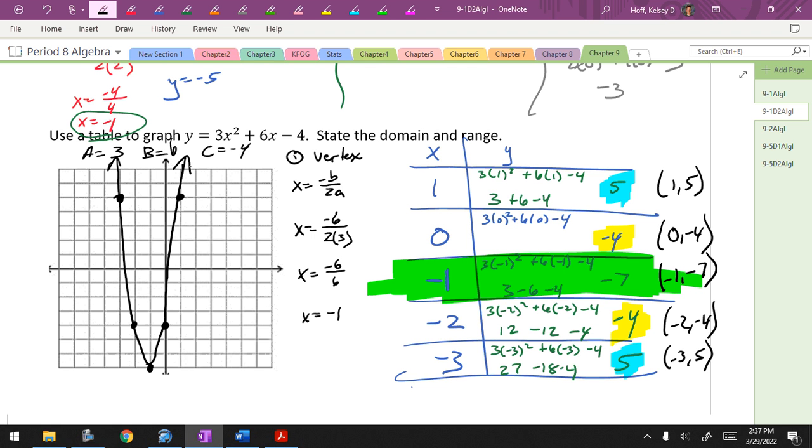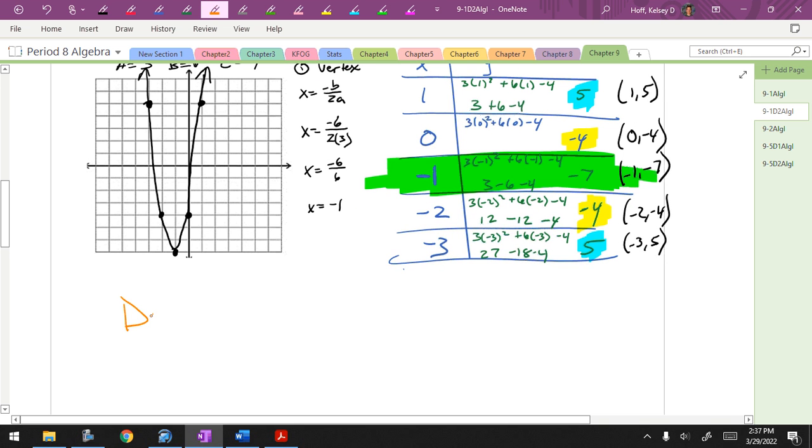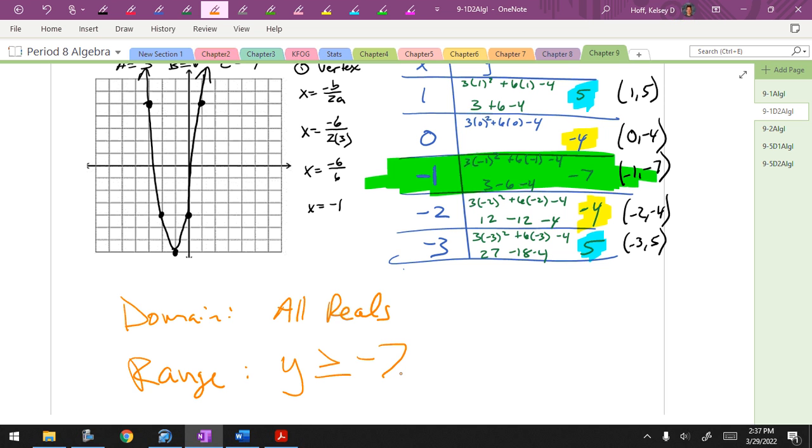The last part of this is the domain and range. What's my domain for this? All real numbers, all reals. What's my range? y is greater than or equal to negative 7. Very good. It's above my vertex.